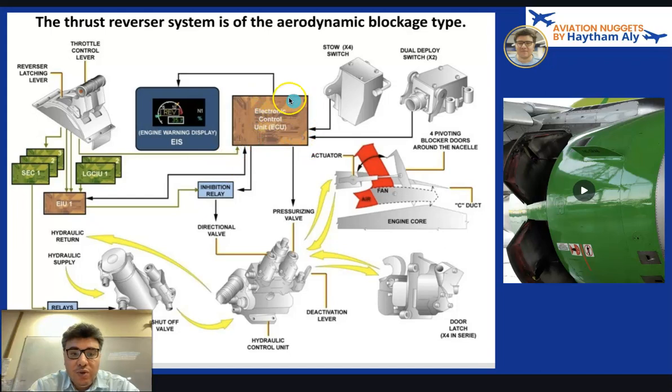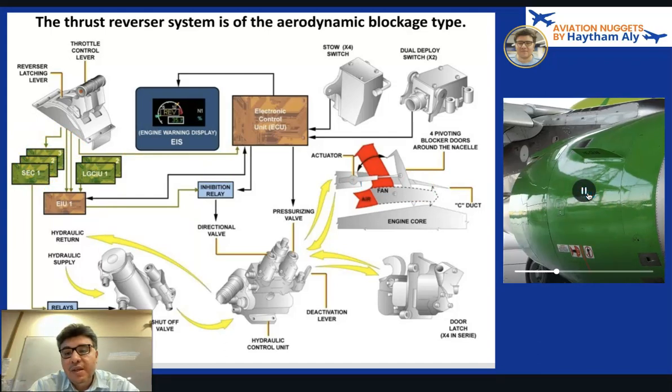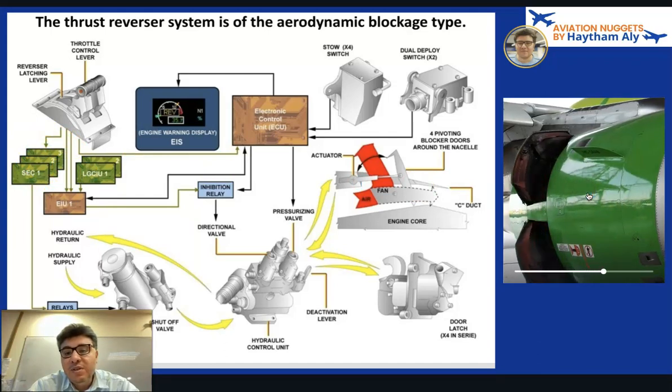The electronic control unit for the engine is the primary or first line of defense, the engine interface unit is the secondary line of defense, and the spoiler elevator computer is the third line of defense.